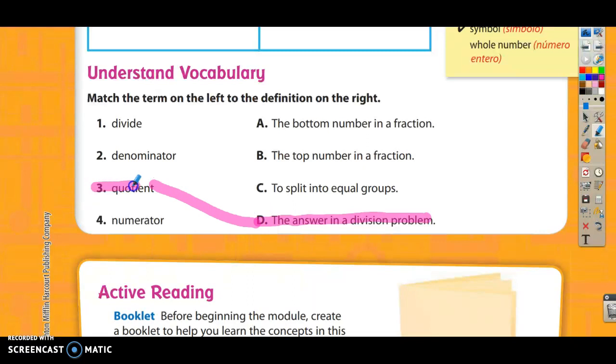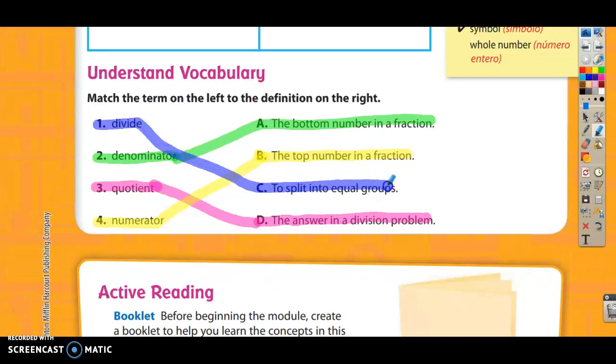Oh, I'm going to color code this. Look at how cool this is going to be. You can't do this, but that's okay. I can do it. The top number in a fraction is the numerator. The denominator is the bottom number in a fraction. And divide is to split into equal groups. Make sure you got those four matching set up and memorize those. Good job. We have completed pages 104, 105. You are ready to move on to lesson 5.1.